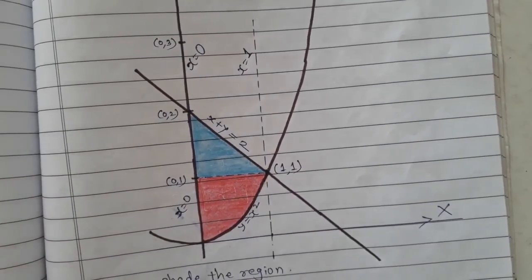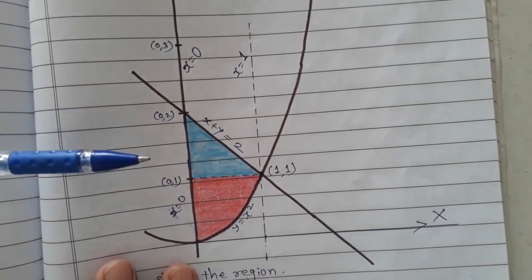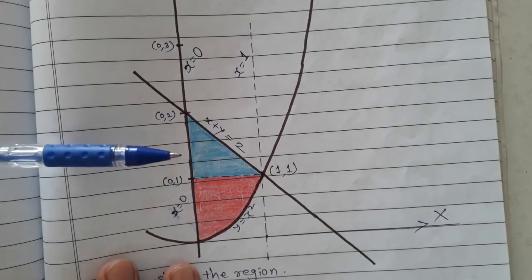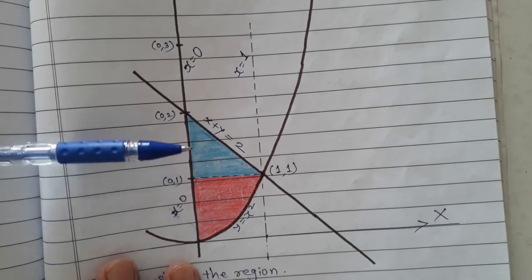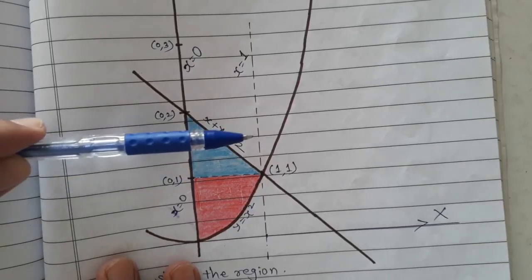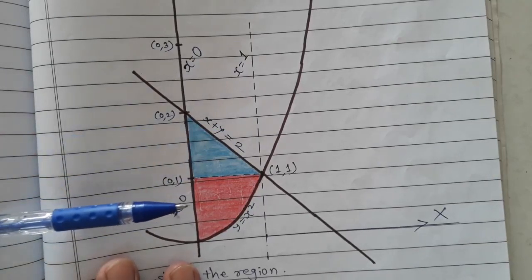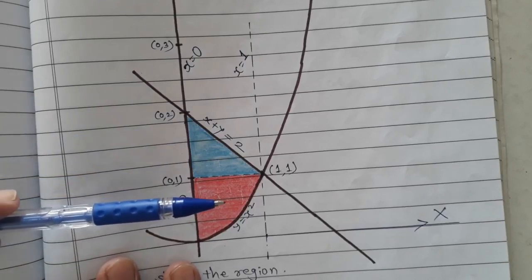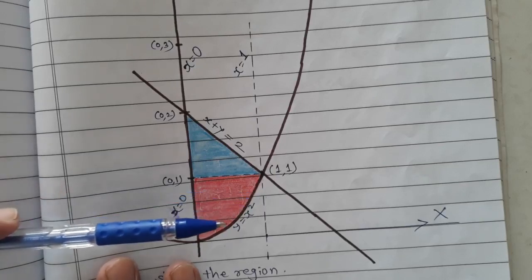The reason is that when I consider the integration with respect to x first, that means the horizontal direction from left to right, the bullet will pass through the x equal to 0 wall, and then through the blue color; if it passes, it then goes through the wall x plus y equal to 2. But if the bullet passes through the red color, x equal to 0 is the first wall the bullet has to break, that is okay. But the second wall the bullet has to break after the red color is y equal to x square.